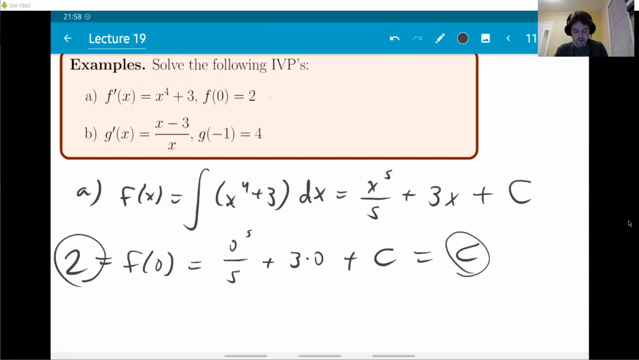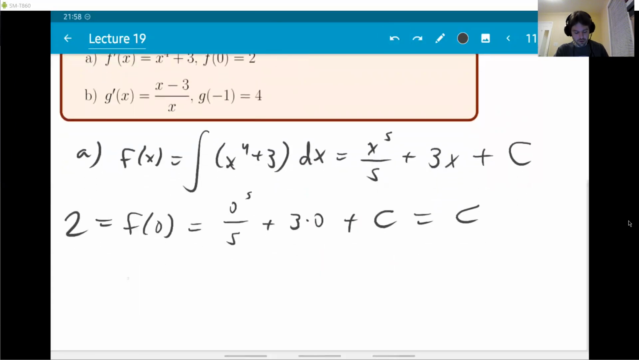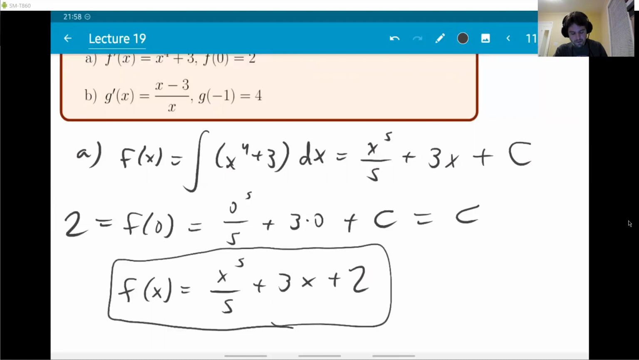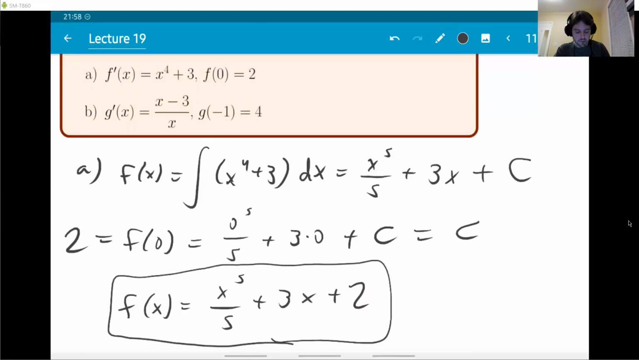The initial condition is always used to find the c, the translation. So your solution, the function that you were looking for, is this one. Sorry, c is equal to 2. This is the only function whose derivative is x to the 4th plus 3 and has a value of 2 when x is 0. This is all what an IVP is about. We are going to see some applications of this later. But for now, think about it just this way. So we're going to do item B here, and we are done.